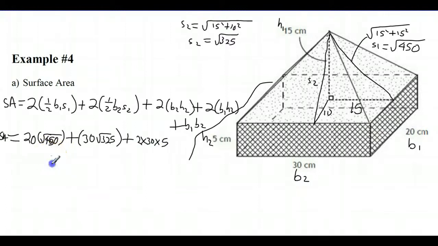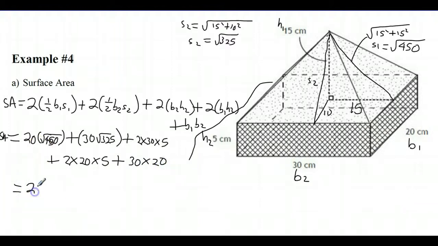Sorry, I'm going to go down here. I'm running out of room there. Plus 2 times B2H2, plus 2 times B1H2. So there's two of these, right? So that's 2 times 20 times 5. Plus the base at the bottom, which is 30 times 20.